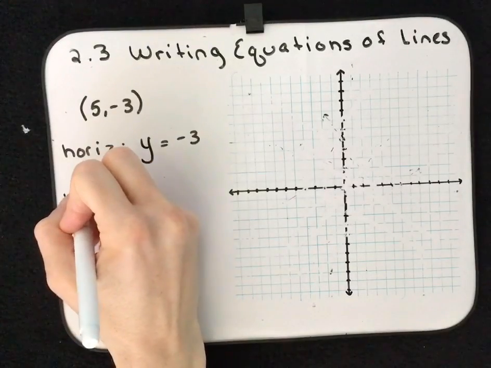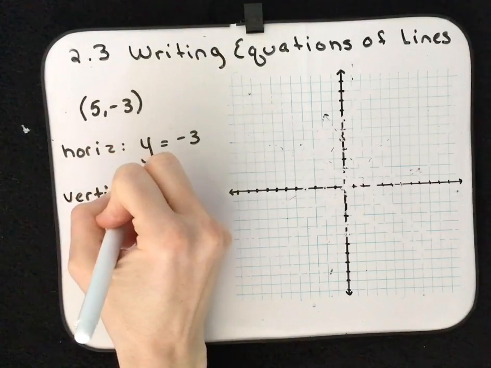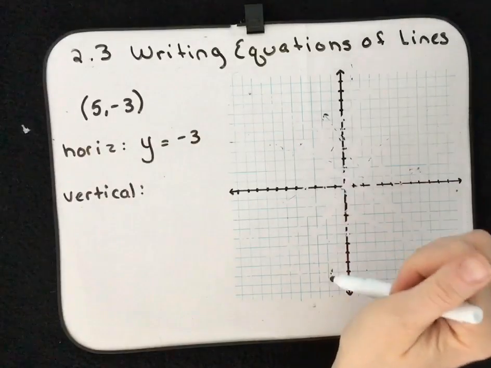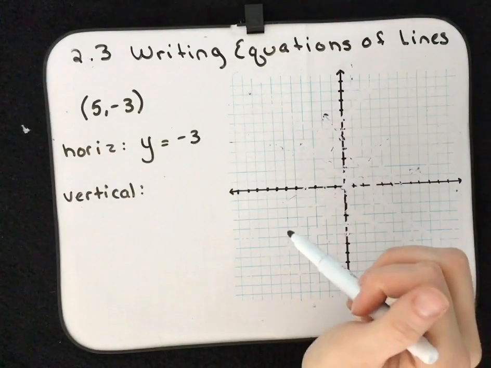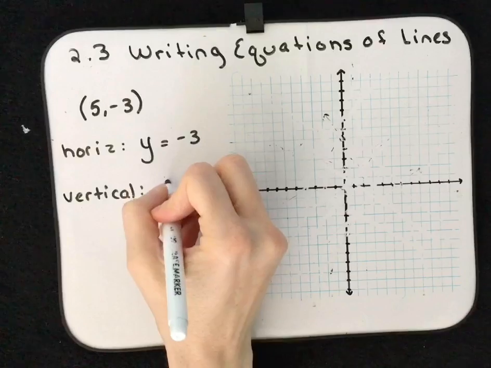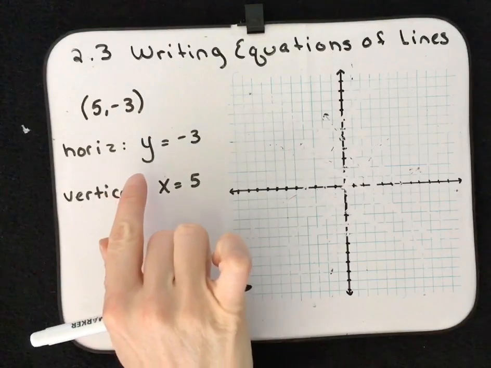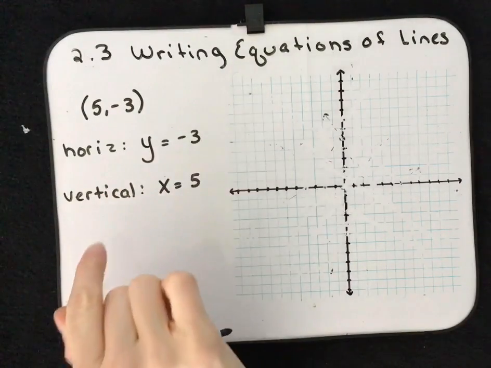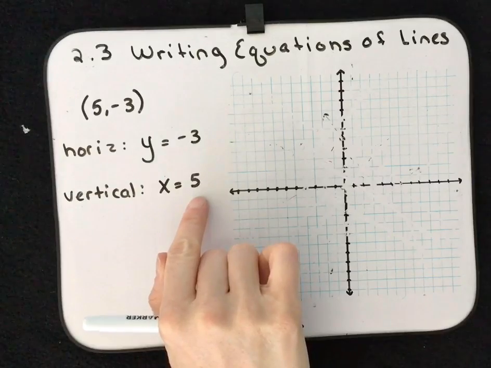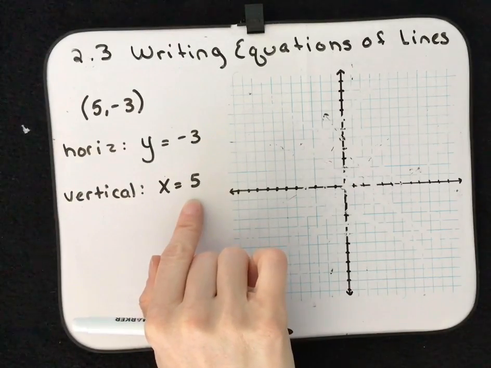If you're asked for a vertical line, well, a vertical line goes this way, so no matter what y is going to be, x will stay 5. So for our point 5, negative 3, the equation of a horizontal line would be y equals negative 3, and an equation of a vertical line passing through that point would be x equals 5.